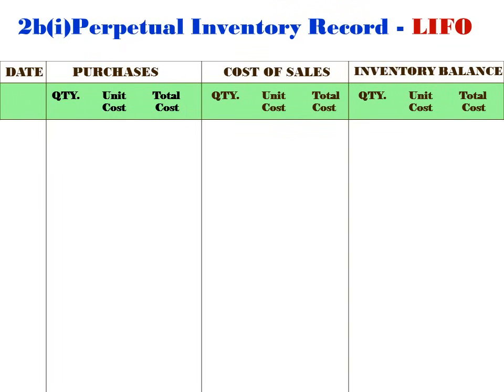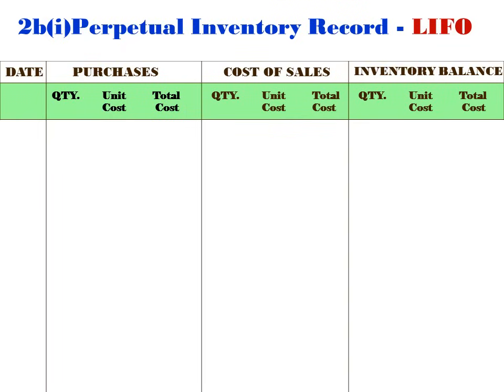They give us a number of transactions, and they ask us in part one to prepare the inventory record for the business using, notice here, the last in, first out method. So we are asked to use the last in, first out method.